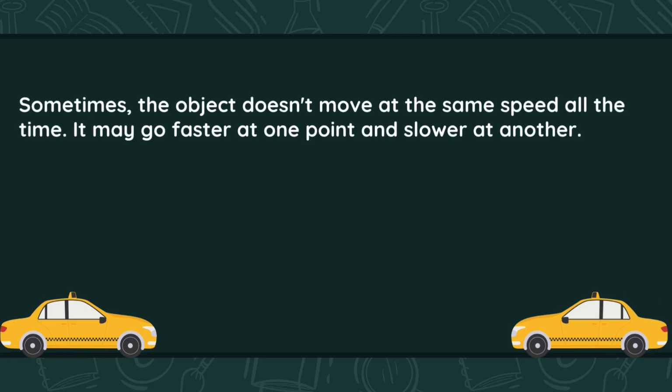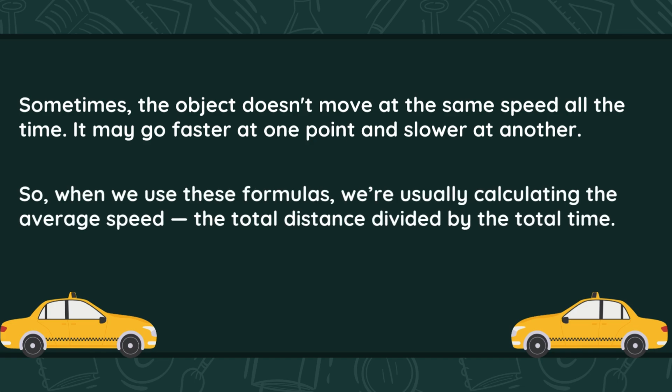Now, here's something important to remember. Sometimes, the object doesn't move at the same speed all the time. It may go faster at one point and slower at another. So, when we use these formulas, we are usually calculating the average speed, the total distance divided by the total time. In this chapter, when we say speed, we are talking about average speed. And that's how speed, distance, and time are related.